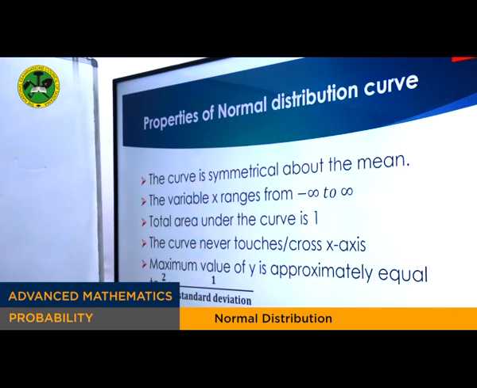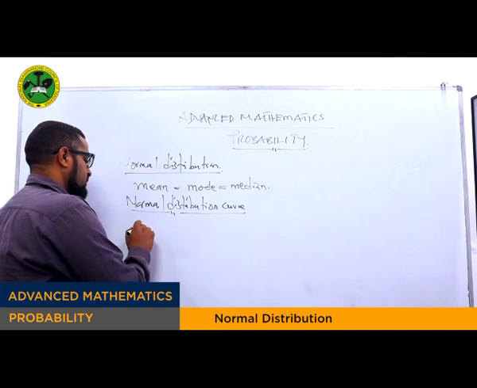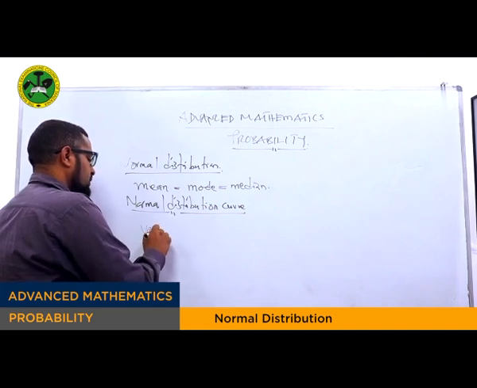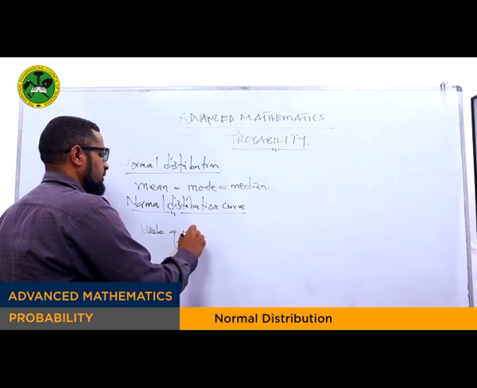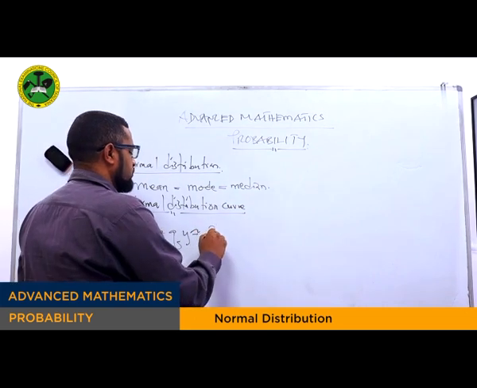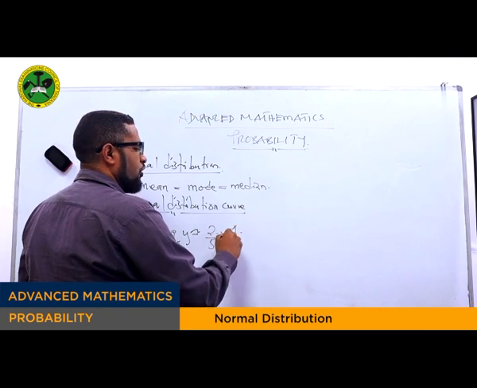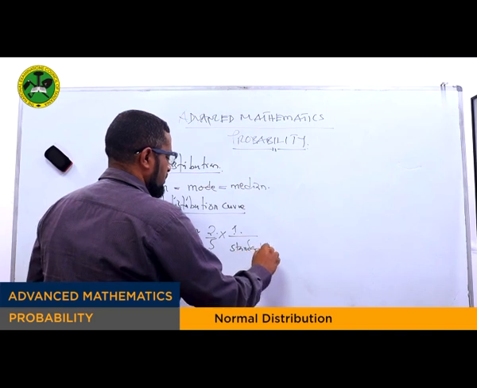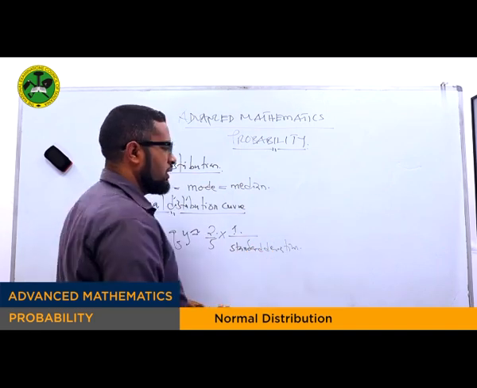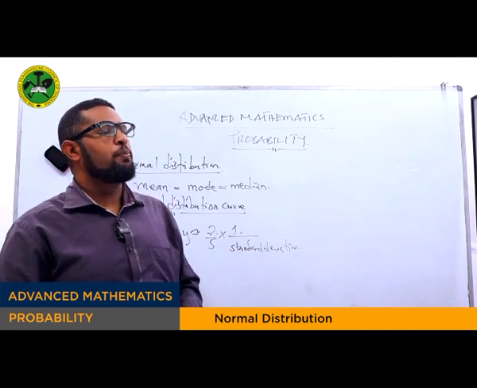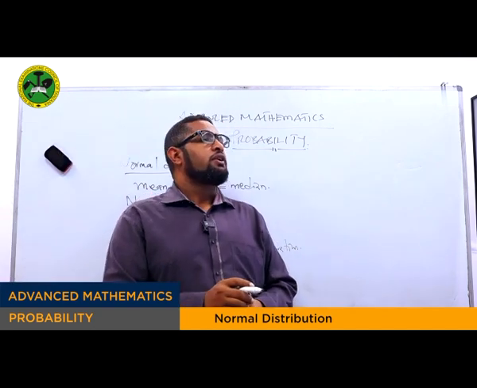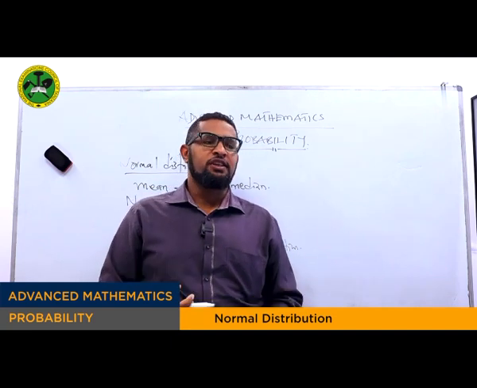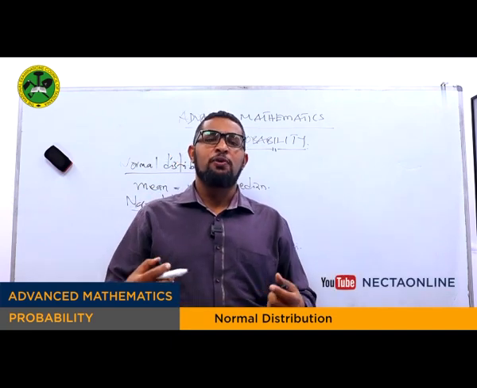And the last one, the maximum value of y is approximately equal to 2 over 5 times 1 over standard deviation. So these are the 5 characteristics or properties of a normal distribution curve. Now let's see, if you are given a curve, will you be able to interpret the curve?